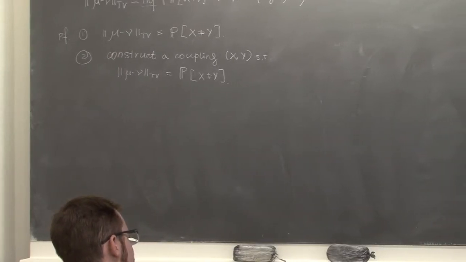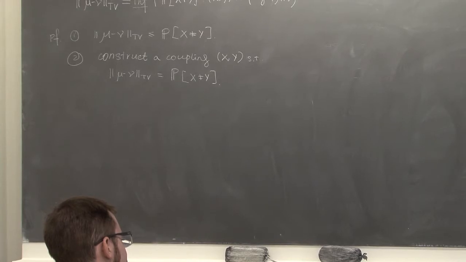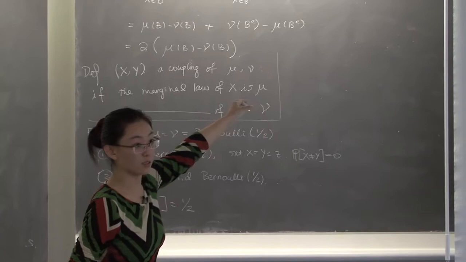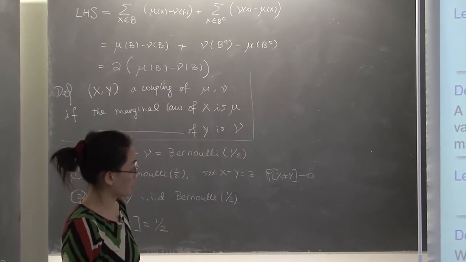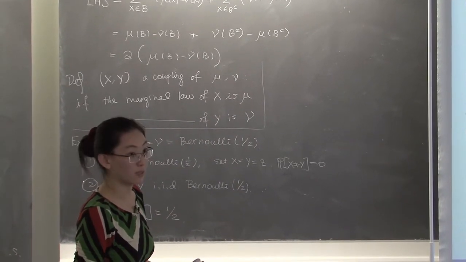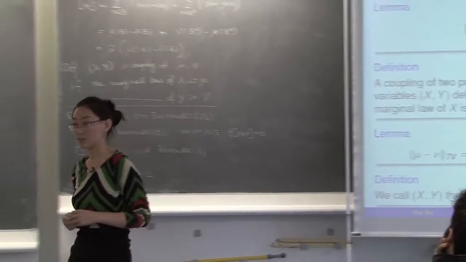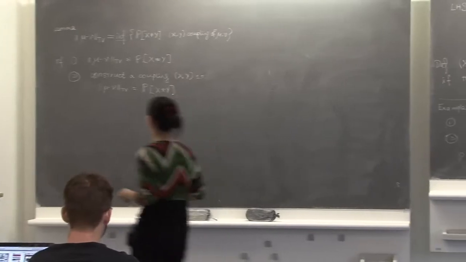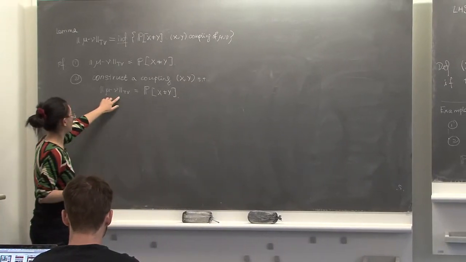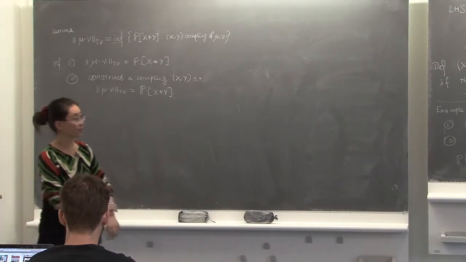So in the first sense, it tells us this total variation distance is the same as the metric distance. And in the second sense, it is where we know from the probability measure. So it really tells us that we can get a coupling of two random variables so that they are pretty close.